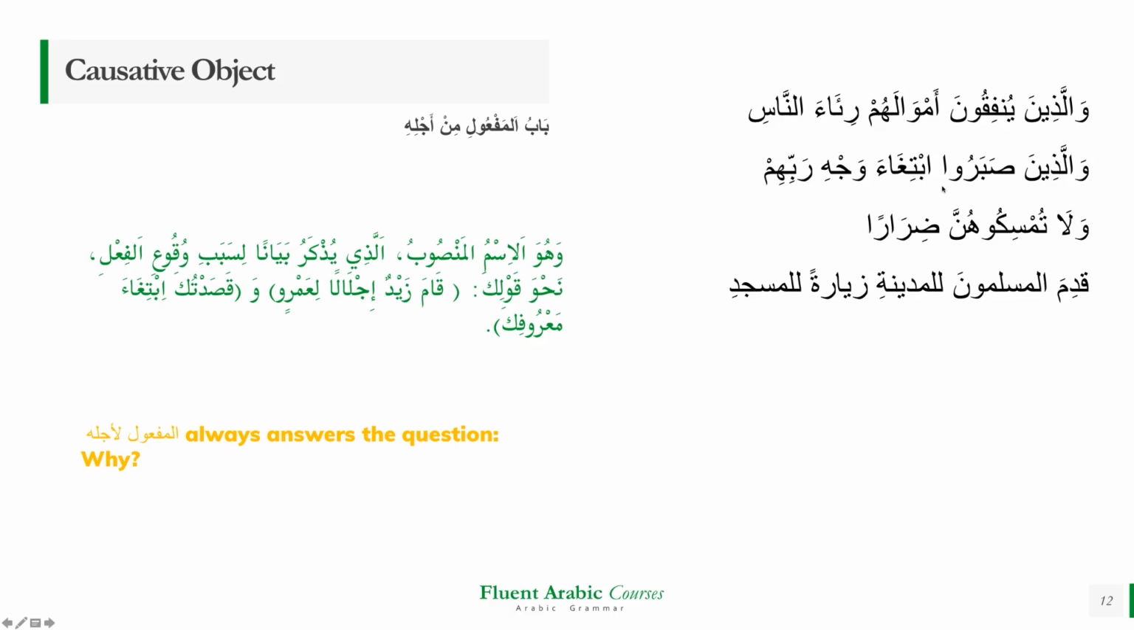وَالَّذِينَ صَبَرُوا ابْتِغَاءَ وَجْهِ اللَّهِ وَجْهِ رَبِّهِمْ. Those who had patience, wanting the, literally it means the face of Allah Azza wa Jal. وَلَا تُمْسِكُوهُنَّ ضِرَارًا. Do not hold on to them in order to harm them. قَدِمَ الْمُسْلِمُونَ لِلْمَدِينَةِ زِيَارَةً لِلْمَسْجِدِ. So all these are examples of the causative object.